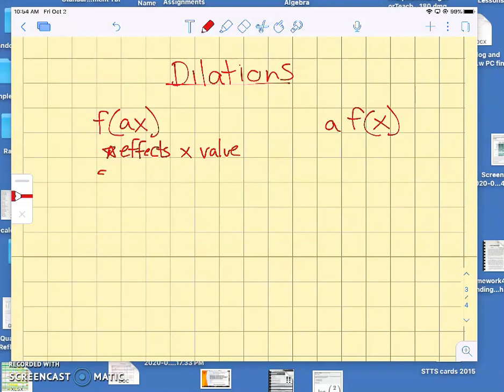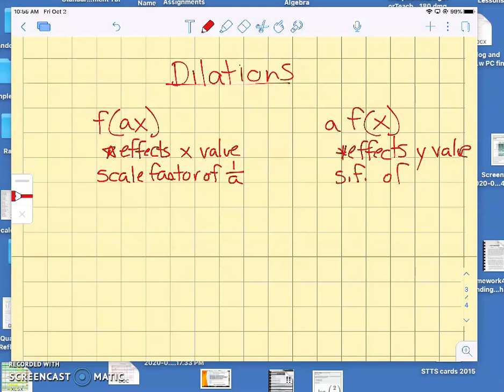And x's are always opposite, by a scale factor of 1 over that a value. A times f of x, this affects the y. And it's by a scale factor, I'm going to abbreviate that, of a.